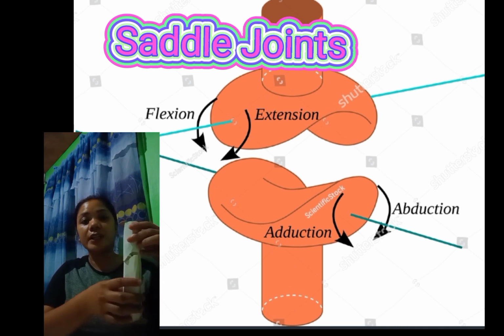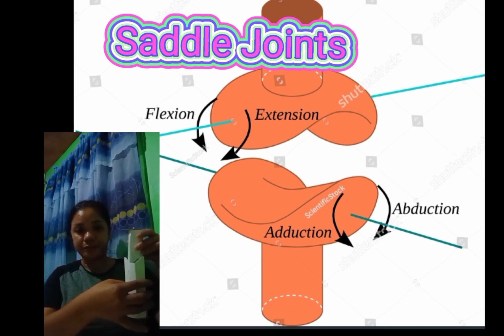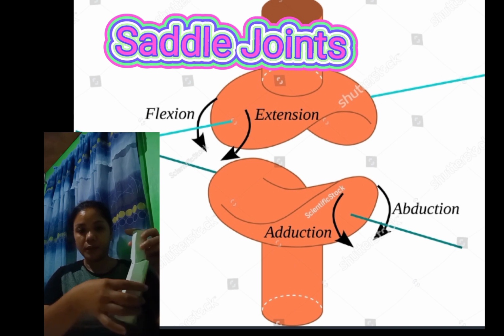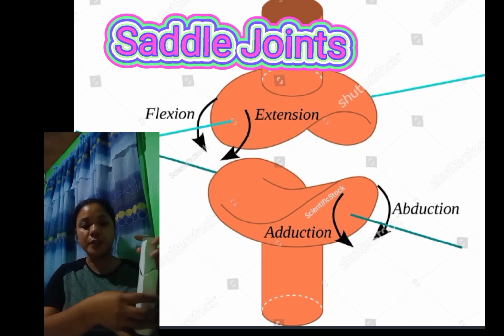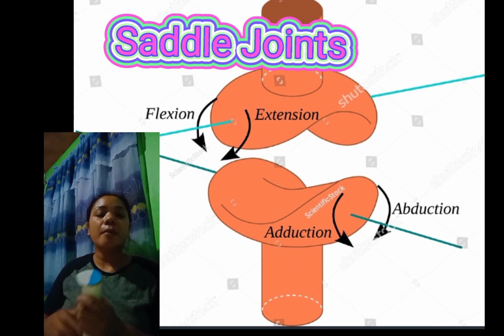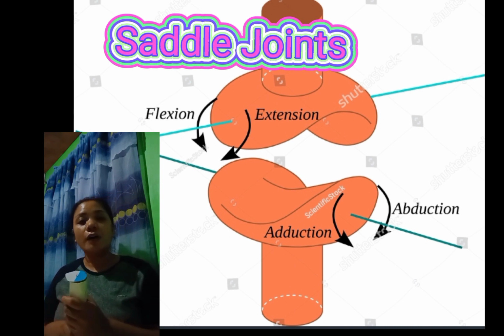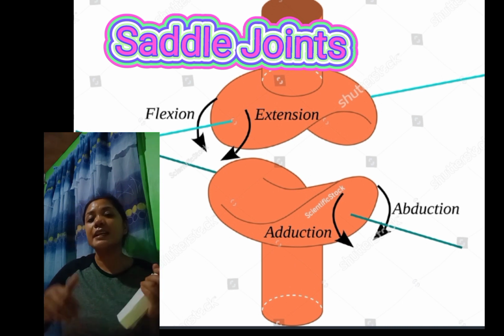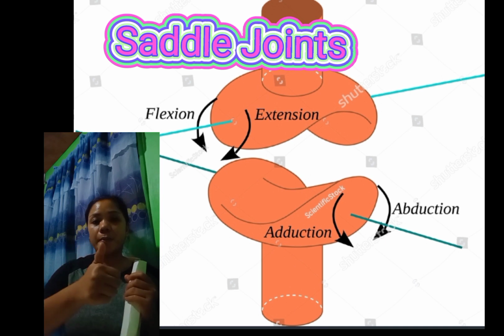It can move in any direction, like this, in any motion of directions. But the best example of the saddle joints is our thumb.